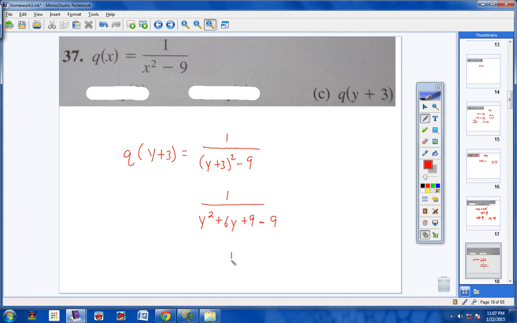So lastly, we're almost done now. I would have y over y squared plus 6y. Your 9's would cancel out. So Q of y plus 3 equals this here. Okay, this is your input, and this little expression over here is your output. Another way to write it is this, like an ordered pair, y plus 3, comma, 1 over y squared plus 6y. Okay, this is your input, this is your output. Okay, alright, moving on to number 41.